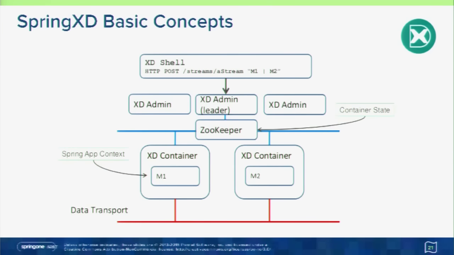When data is transported between all these containers inside Spring XD, you can use I think two different types of data transports, Rabbit and I forgot the other one. You can use Redis. You can use Kafka. You can use Rabbit.